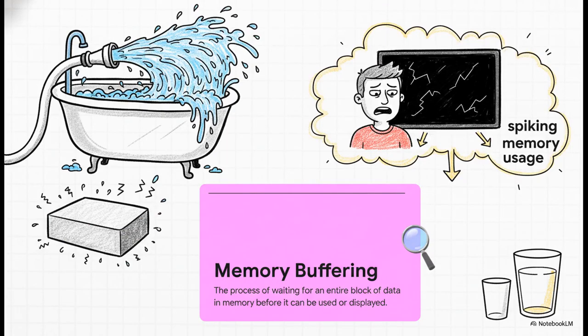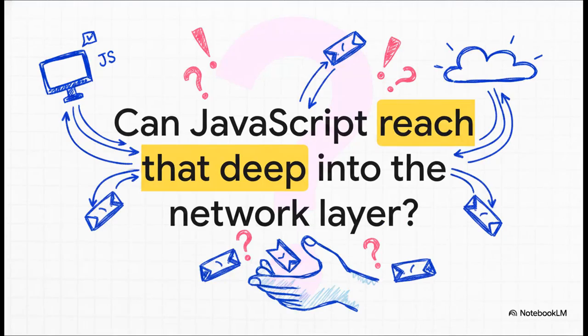You know, this whole process actually has a name. It's called memory buffering. Think of it like this. You're trying to fill a bathtub with a fire hose, but you're not allowed to even get your hands wet until the entire tub is full to the very brim. It's just wildly inefficient. It makes your memory usage spike like crazy, and it's the direct cause of that dreaded blank screen.